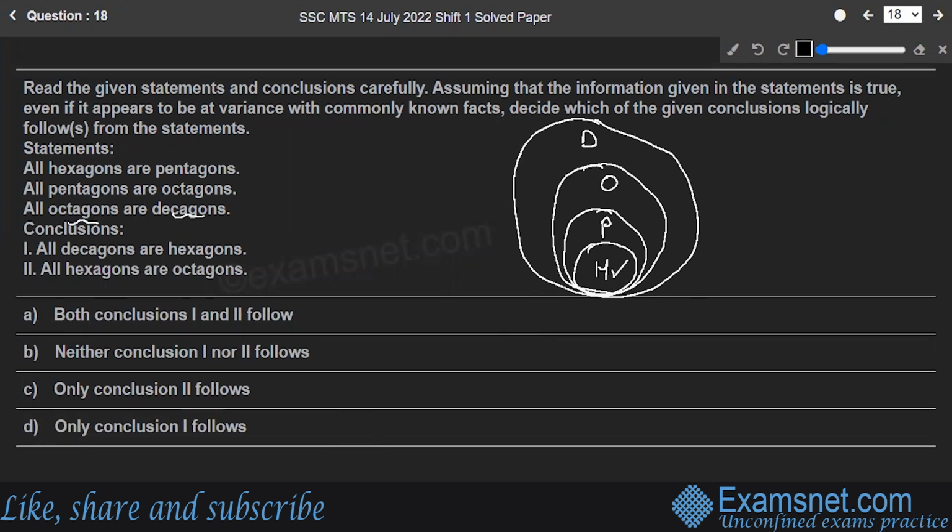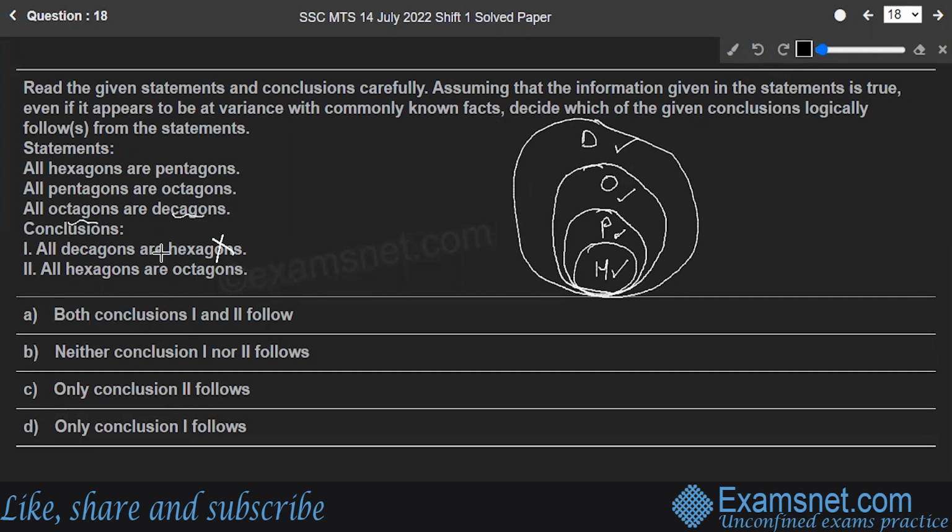See, all hexagons are pentagons. All pentagons are octagons. All octagons are decagons. Now, the first conclusion says all decagons are hexagons. All decagons are hexagons? No, there are so many decagons which are not hexagons. So the first one is incorrect. Right? From the Venn diagram, we can see that some decagons are octagons and pentagons and hexagons. So it will be wrong to say that all decagons are hexagons. Okay, so this is wrong.